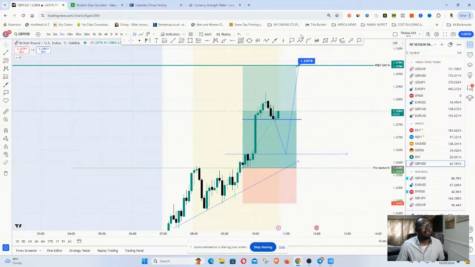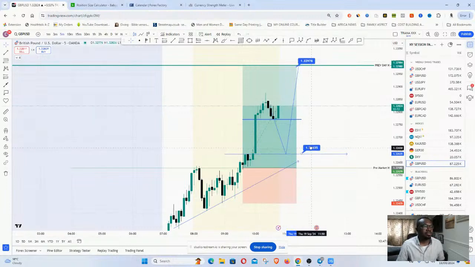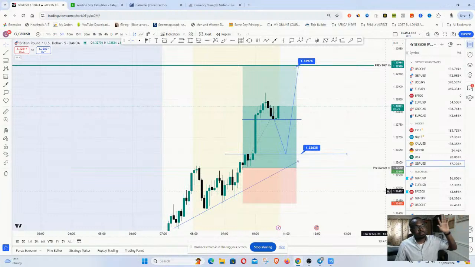Okay, that's your TP. And your break even should obviously be above this high. So you break even here. That's your break even price right there. As you can see, price is still pushing up, and it's a beautiful setup. It's a beautiful trade today.